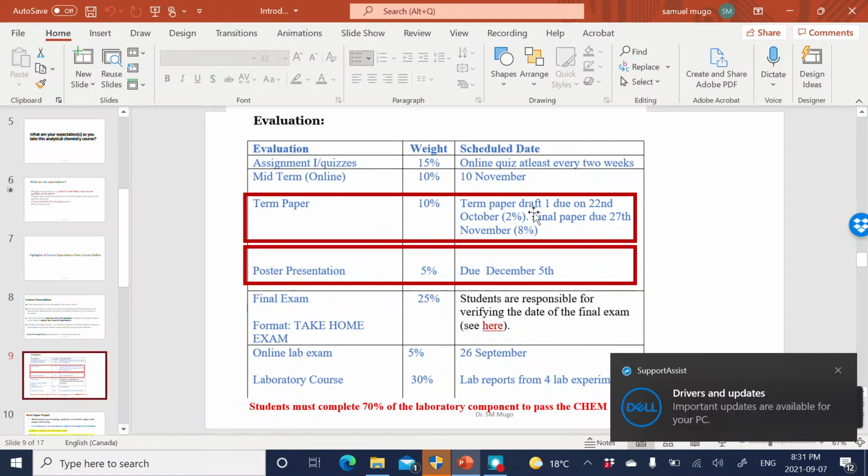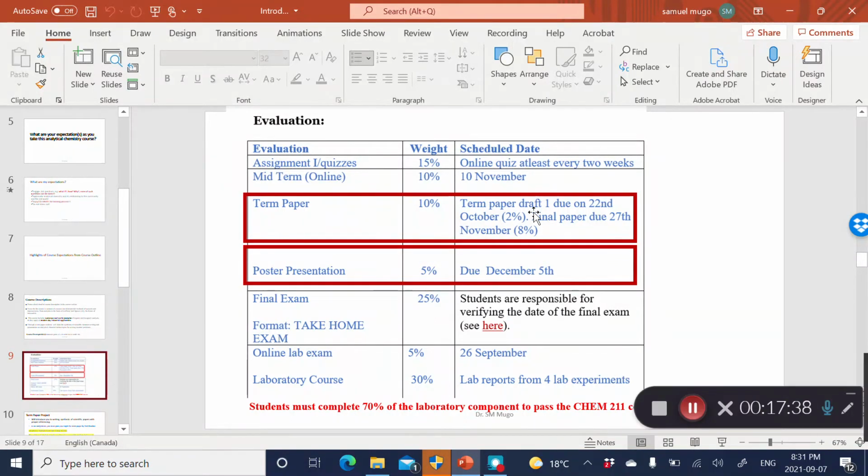That's the draft that I'm gonna take a look at, so that I can give you some feedback on, and then you're gonna improve it, and then you're gonna submit the final term paper at the end of November, which both of them are gonna account for 10%. That's both the draft, 2%, to make sure that I'm giving you some bit of feedback, and then 8% for the improved final term paper.